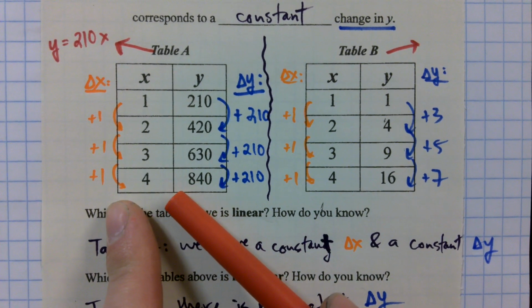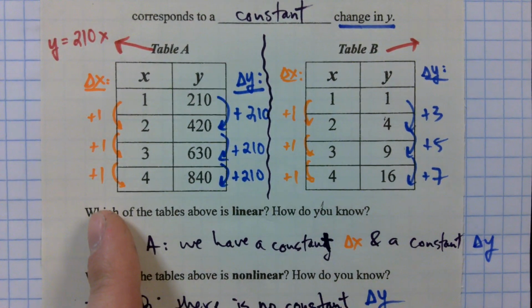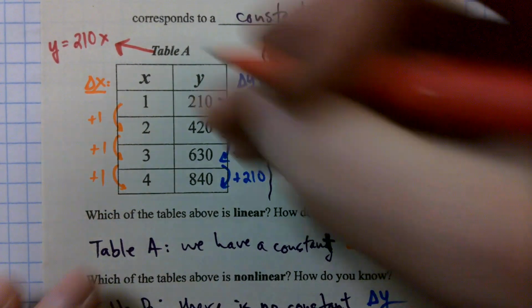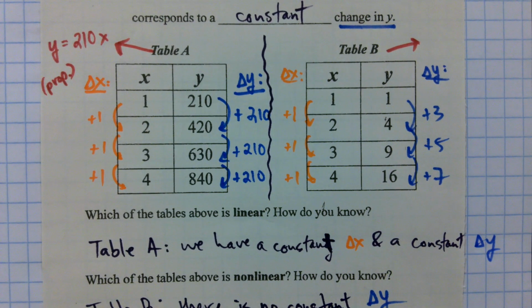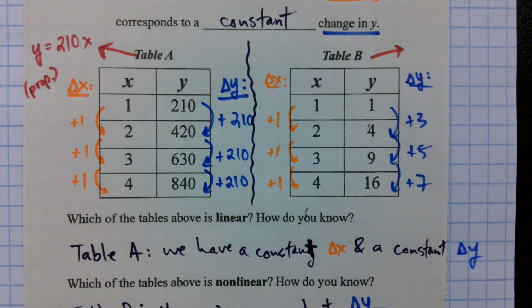Okay. Anyone remember what type of relationship this is called here? Not only is it linear, but it's what? Proportional. That's right. That's not going to matter, but it's good to know. Now, in table B, there's 3 groups that got it right, which is great.